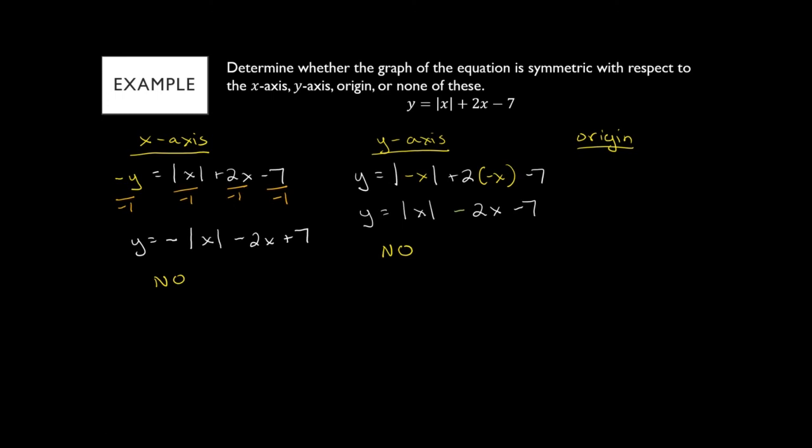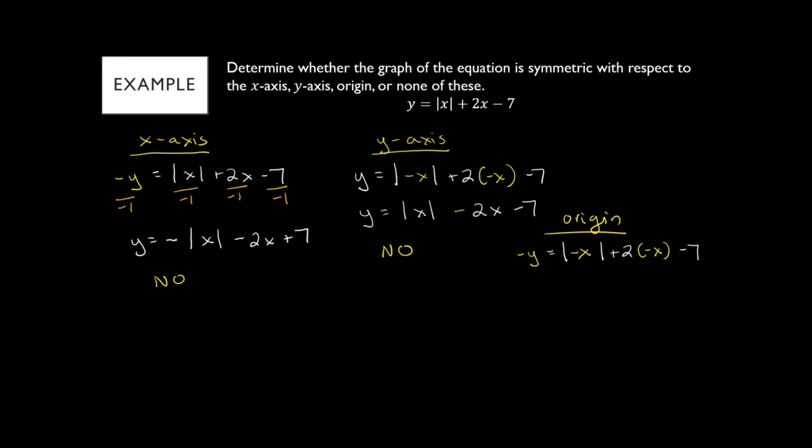So now let's test the origin. I'm going to move this lower so I don't run into my other stuff. So to test symmetry across the origin, we want to plug in a negative for both. So we have a negative y equals absolute value of negative x plus 2 times negative x, and then minus 7.